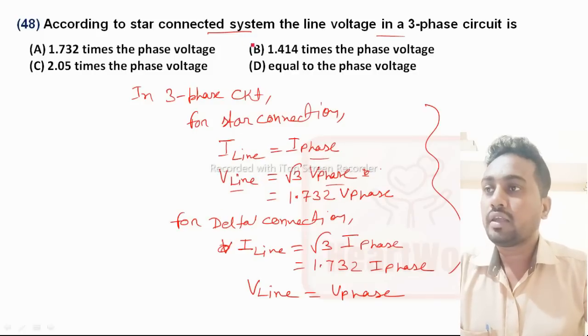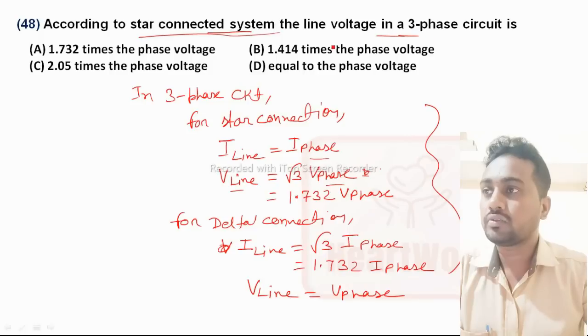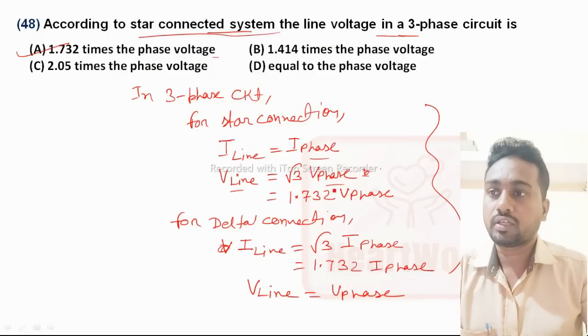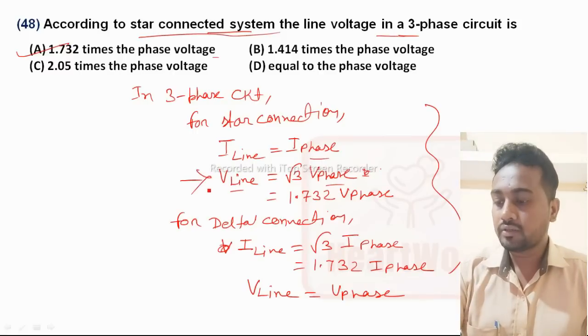This is also important for your exam. Here they ask about the star connected system in a three phase circuit: it is 1.732 times the phase voltage. So the answer is option A.